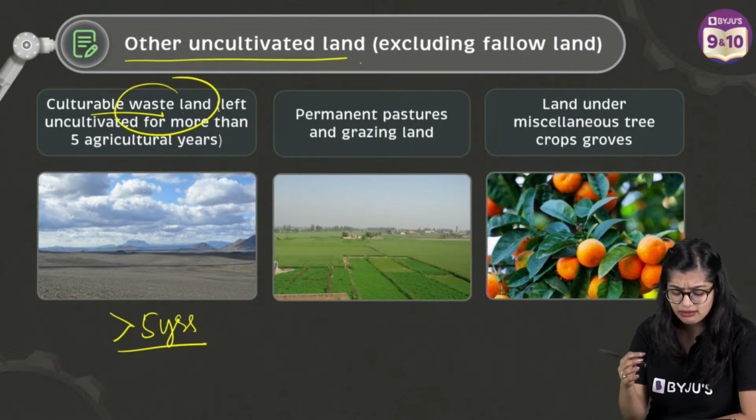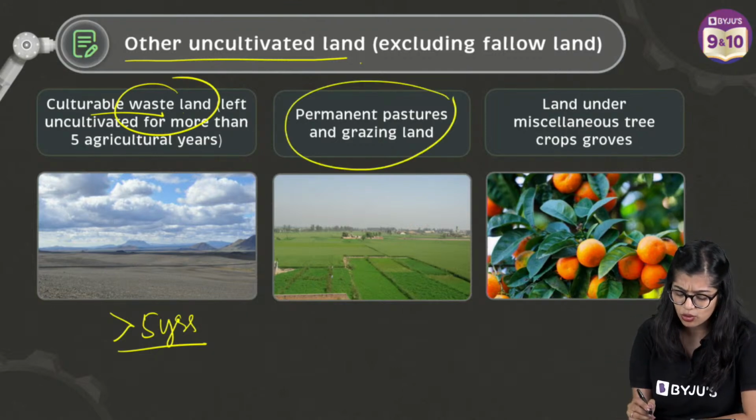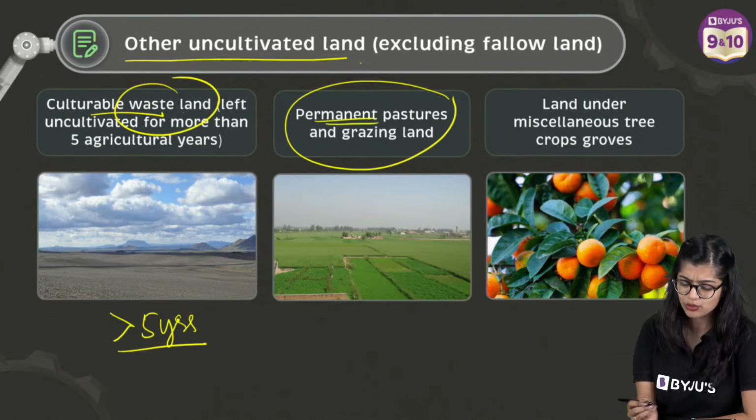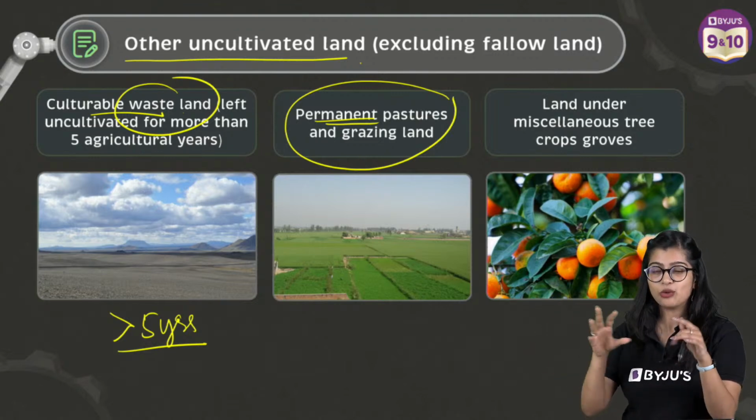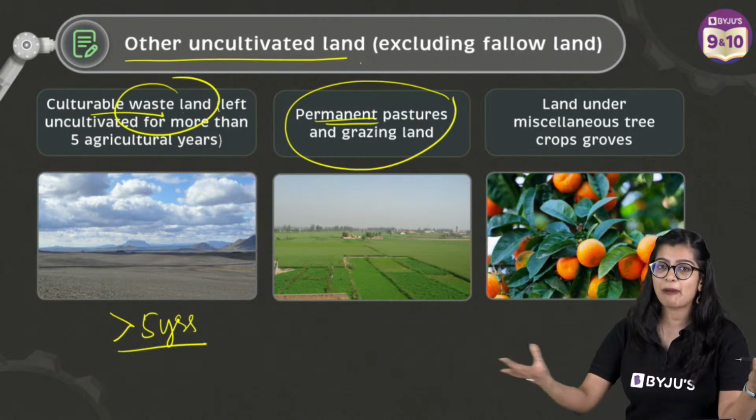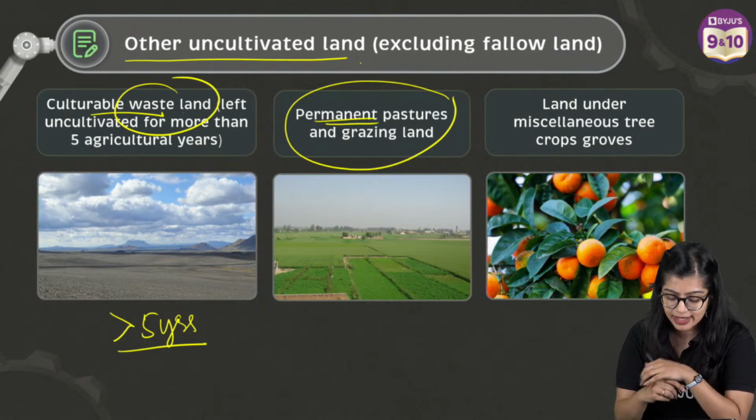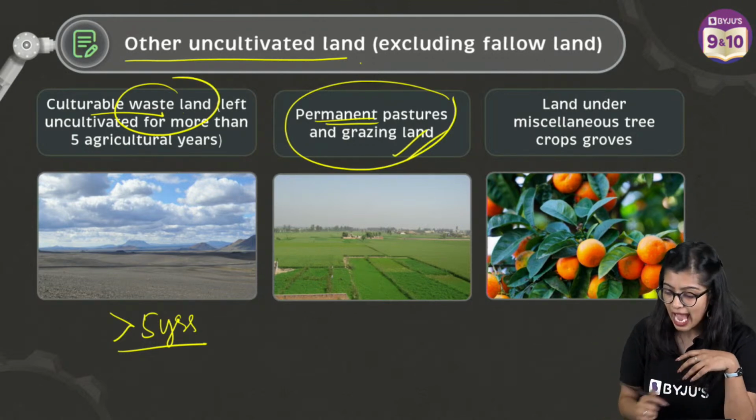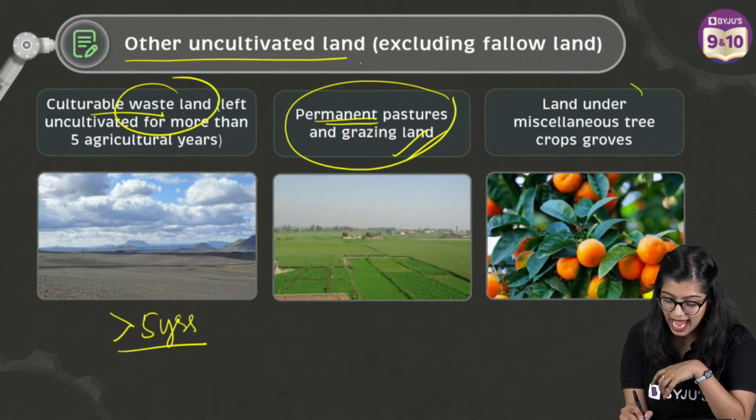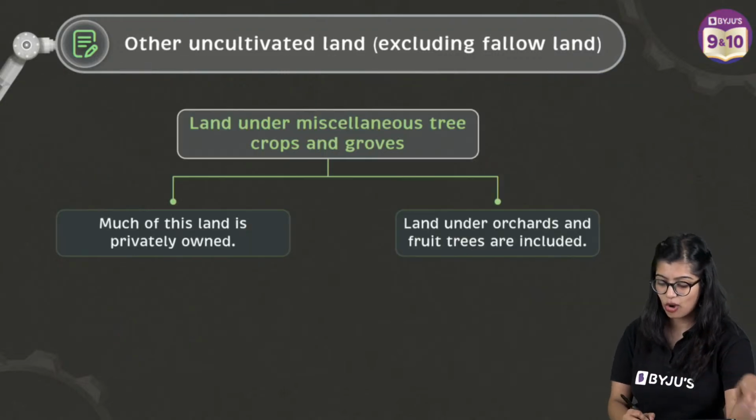So see, these are two categories where, of course, you know that some portion of your land is utilized as pastures. So if you are a farmer and you have cows and cattle and everything, you need to have pastures where they can feed themselves, right? So which is why we have this grazing land or pastures where they can feed. And then, of course, we have land under miscellaneous tree crop groves.